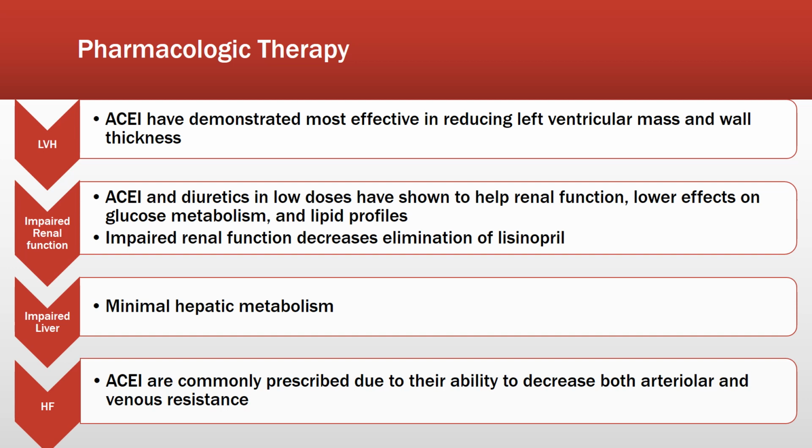EW has moderate LVH and an ejection fraction of 46. ACIs have been demonstrated to be most effective in reducing left ventricular mass and wall thickness. ACIs and diuretics in low doses have been shown to help renal function and have lower effects on glucose metabolism and lipid profiles. Lisinopril has minimal hepatic metabolism. However, impaired renal function decreases elimination of lisinopril.